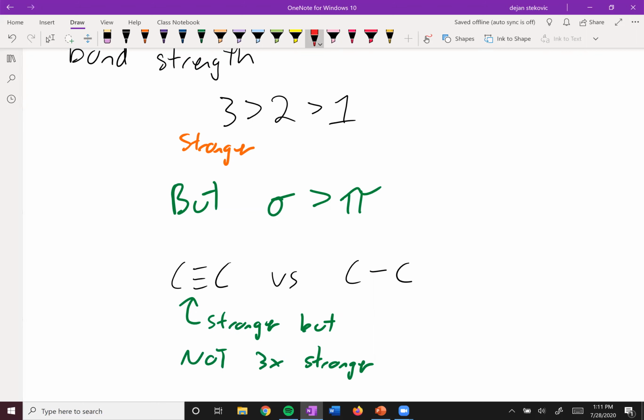Right, just to give you an idea, the bond strength here is approximately 965 kilojoules per mole, while this single bond is 377 kilojoules per mole, right? So you can tell that the triple bond is stronger than the single bond, but it's not 3 times stronger, right? So it's only stronger because there's 3 of them, but each individual bond, the 2 pi bonds, are actually weaker than the sigma bond.